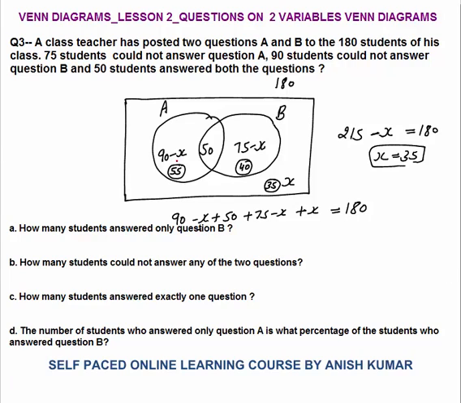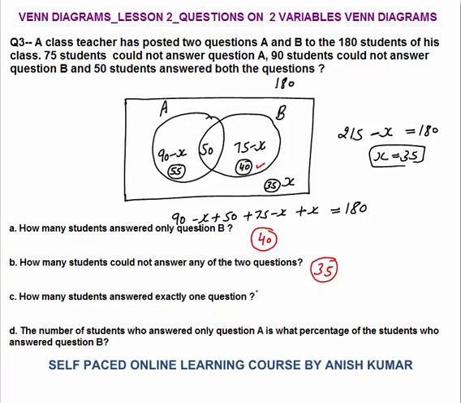Now what was your first question? How many students answered only question B? Only question B answer is 40. There are 40 students who answered only question B correctly. How many students could not answer any of the questions? That is 35. 35 students lie outside both circles. This circle represents the number of students who answered the question correctly.